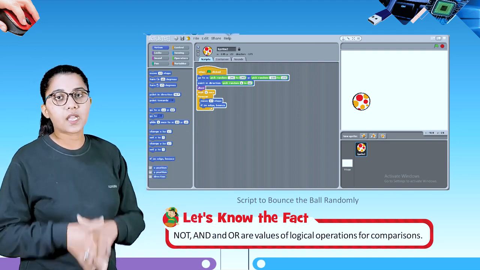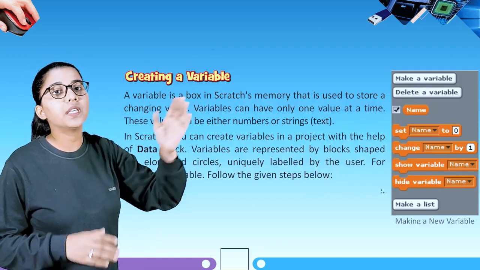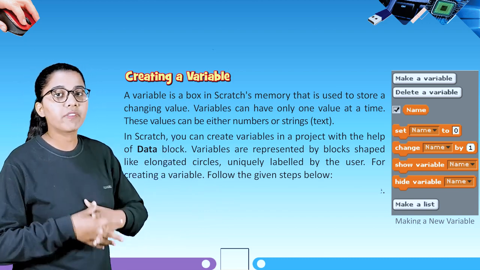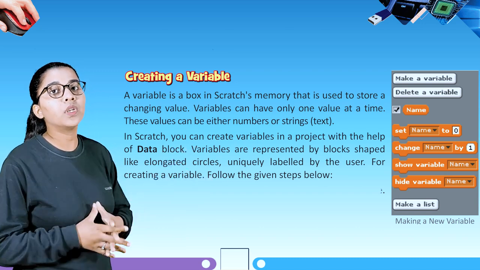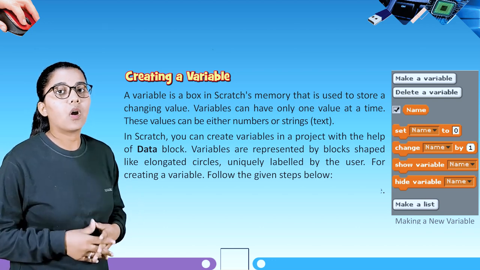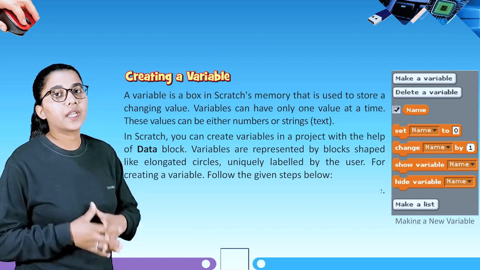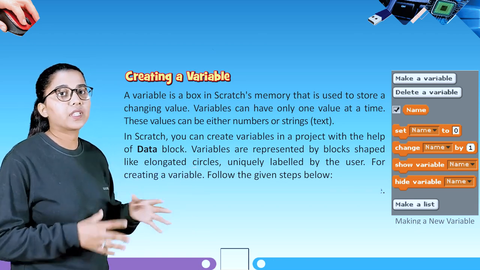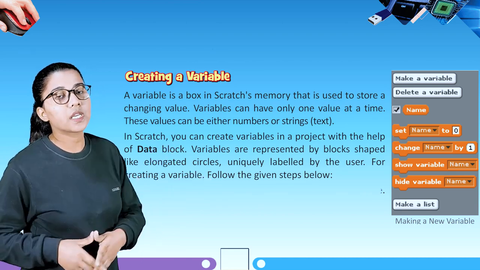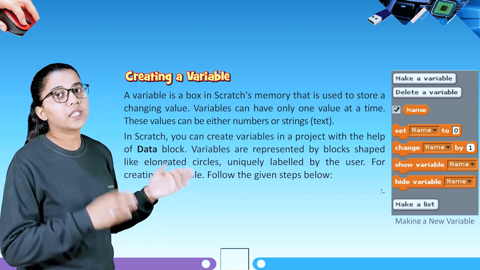So now students, let's start our new topic, that is creating a variable. A variable is a box in Scratch memory that is used to store a changing value. Variable can have only one value at a time. These values can be either numbers or strings, that is text. In Scratch, you can create variables in a project with the help of data block. Variables are represented by blocks shaped by elongated circles uniquely labeled by the user.